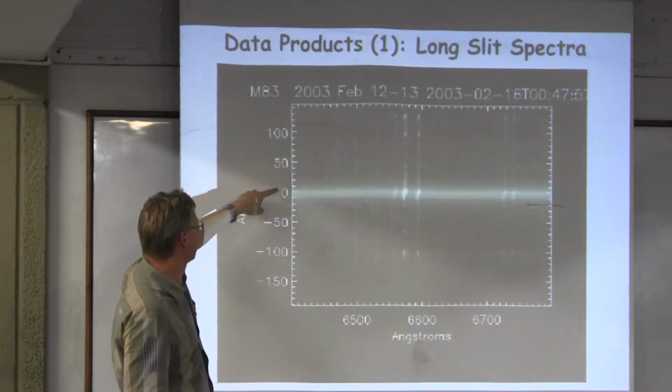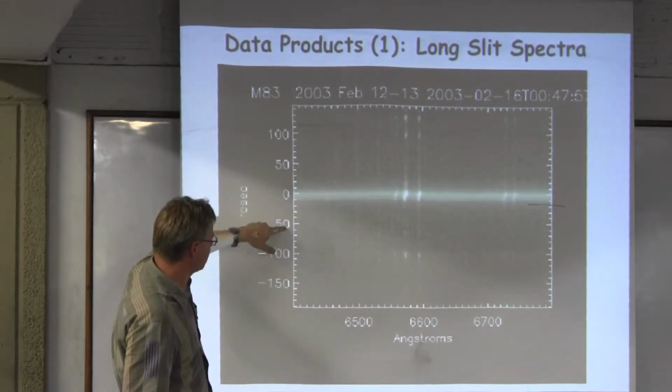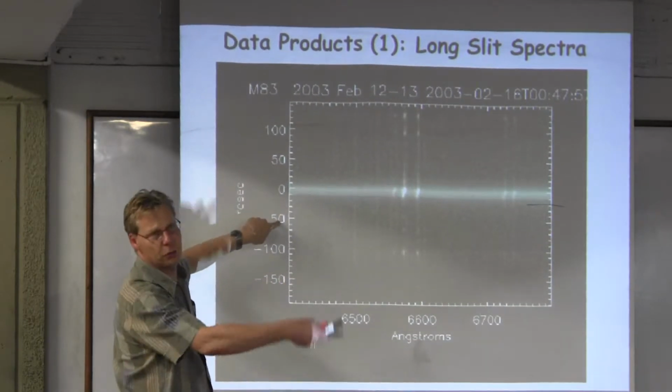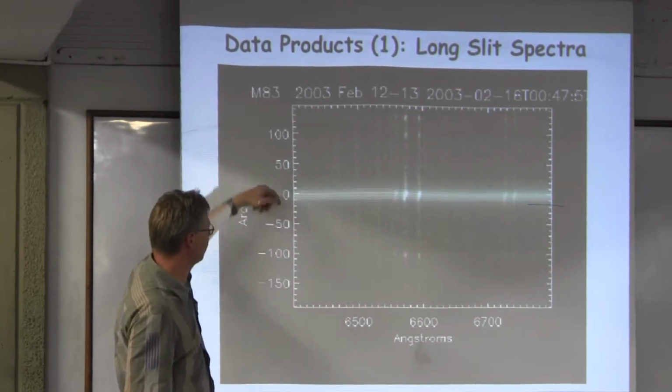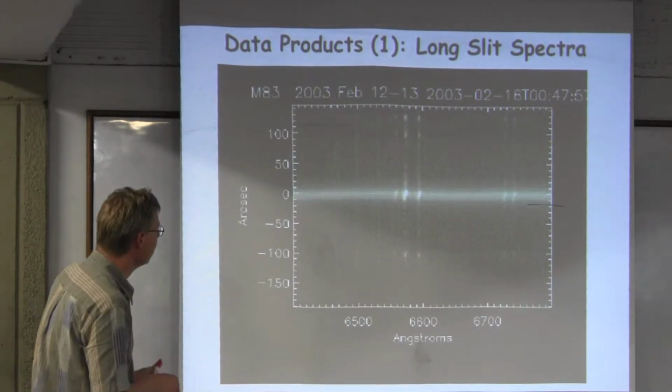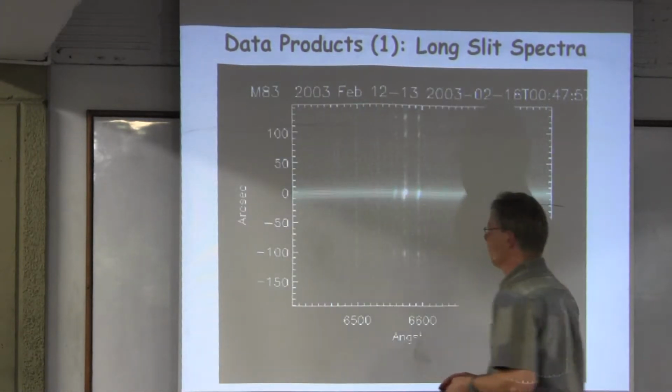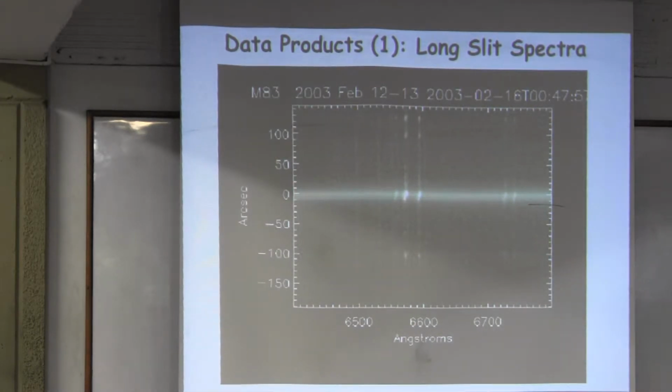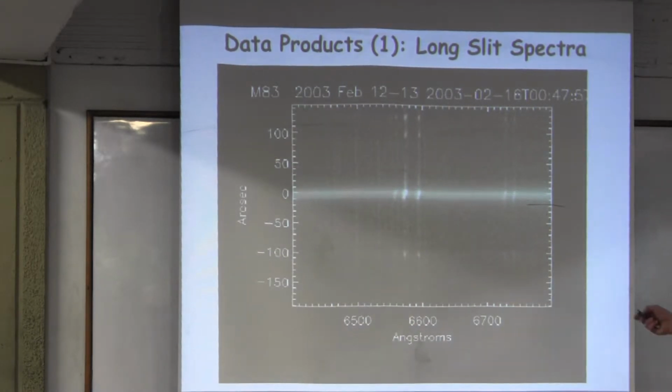So this would be just 50 arc seconds to one side, 100 arc seconds away, and so on. And what we see here is, okay, now maybe we can already see what this galaxy is telling us.